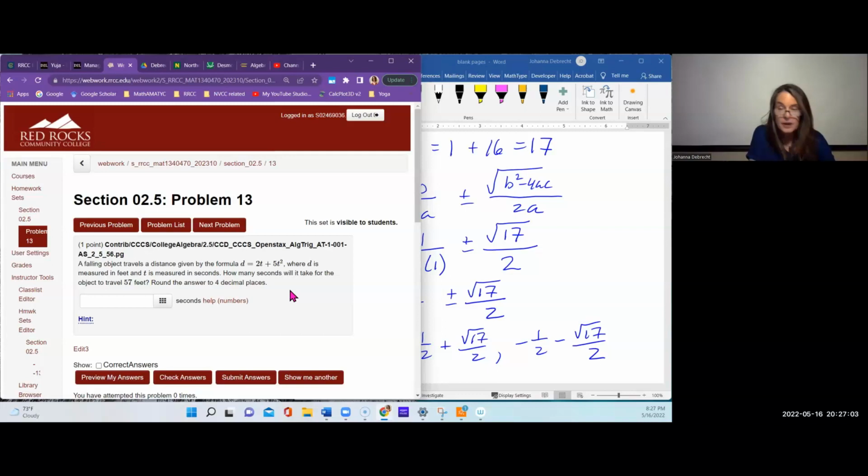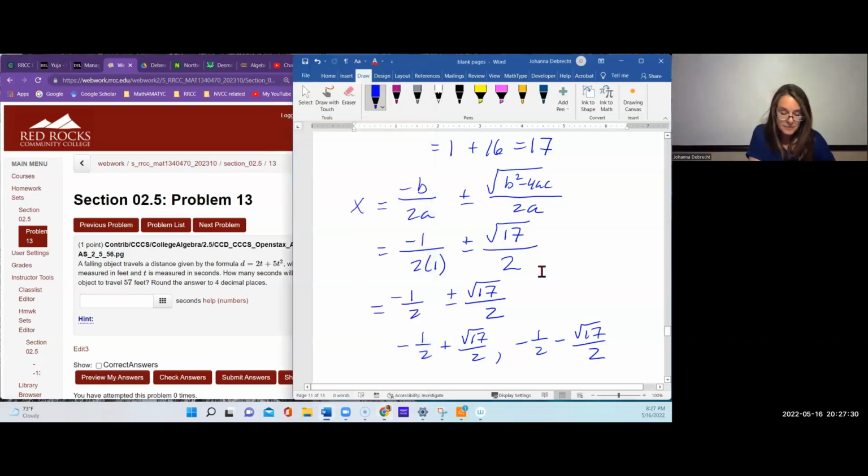Let's talk for a minute about problem 13. In problem 13, we have an applied problem. A falling object travels a distance given by the formula d equals 2t plus 5t squared, where d is measured in feet and t is measured in seconds. How many seconds will it take for the object to travel 57 feet? Well, that's our distance, d. Round the answer to 4 decimal places.